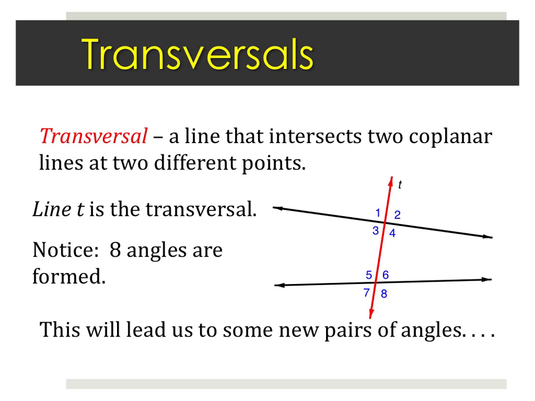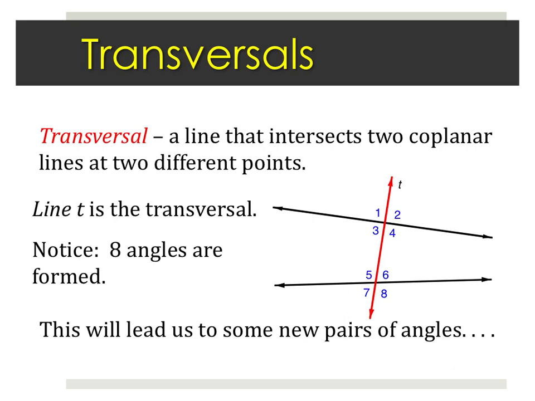Okay, so this is going to bring us to some new vocab terms that we're going to use throughout this chapter. The first one is a transversal. And a transversal is a line that intersects 2 coplanar lines at 2 different points. So in this picture, the red line, it's the transversal. The 2 lines that are black were just hanging out, and then the red line came and intersected them in 2 different points. So what happens here is that 8 different angles get formed.